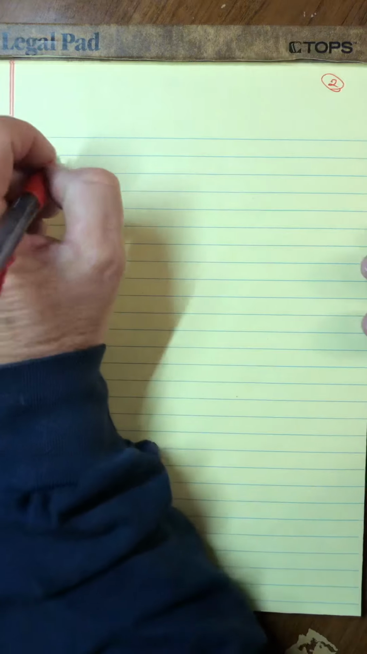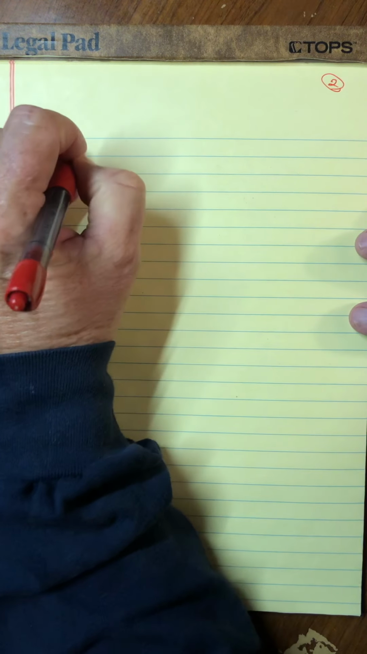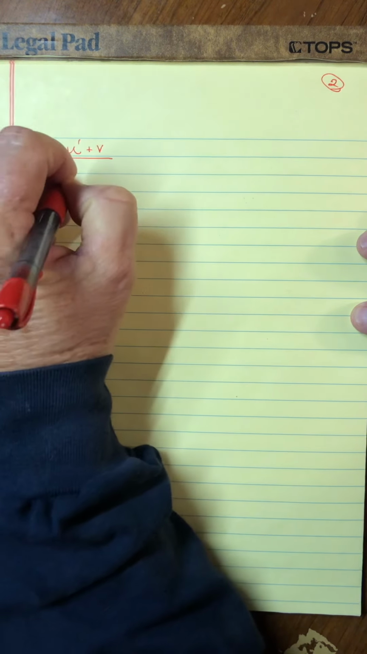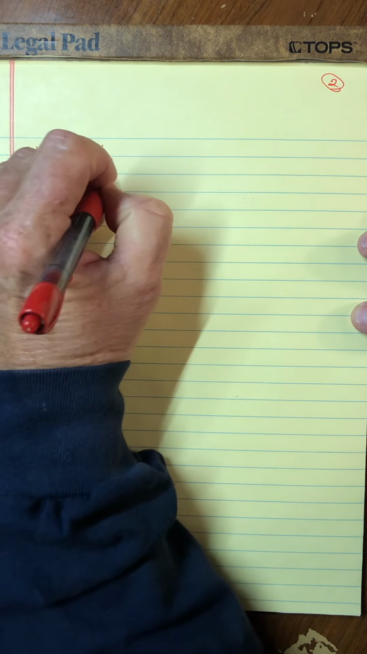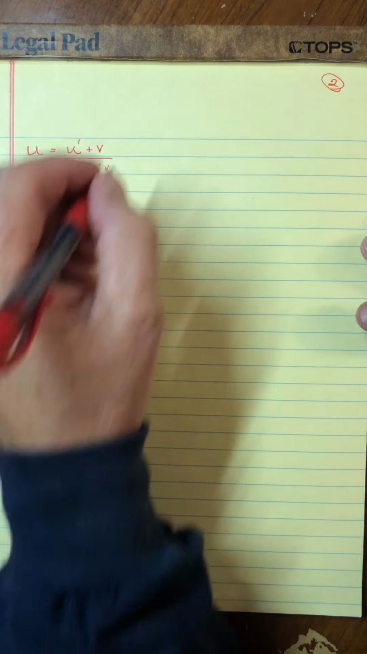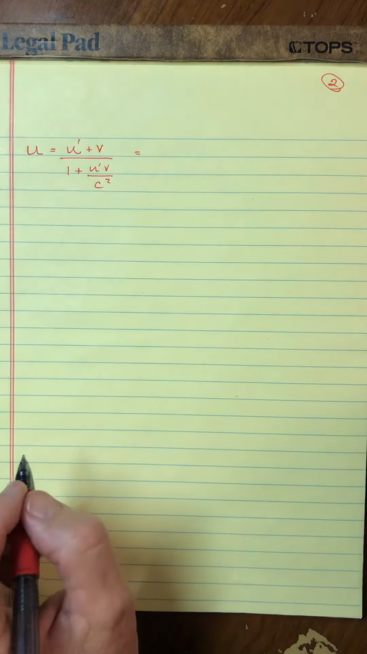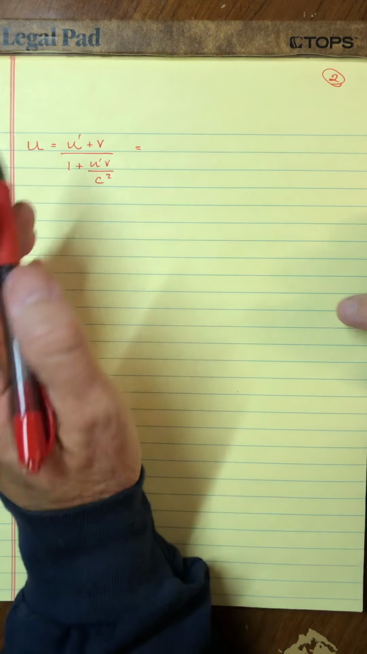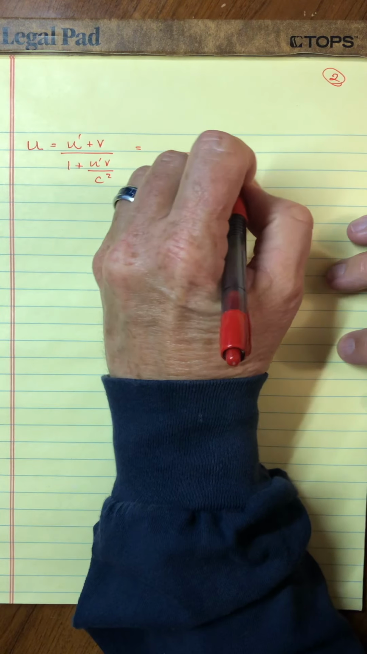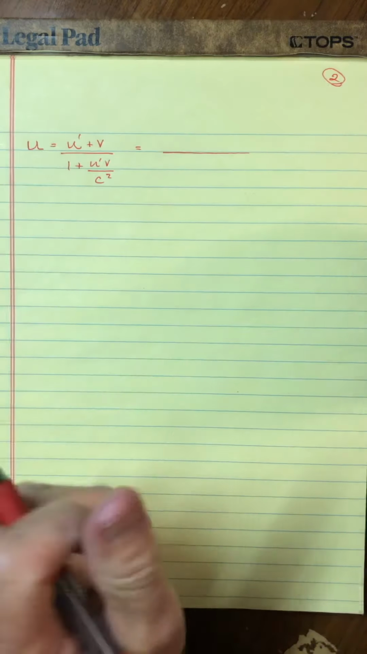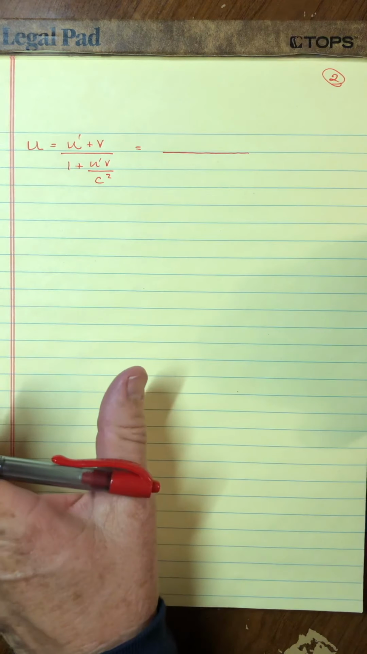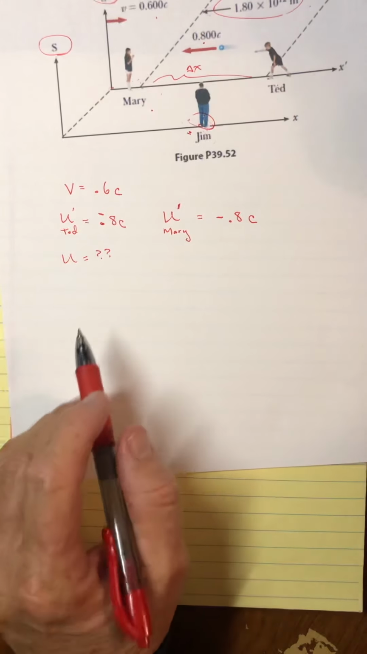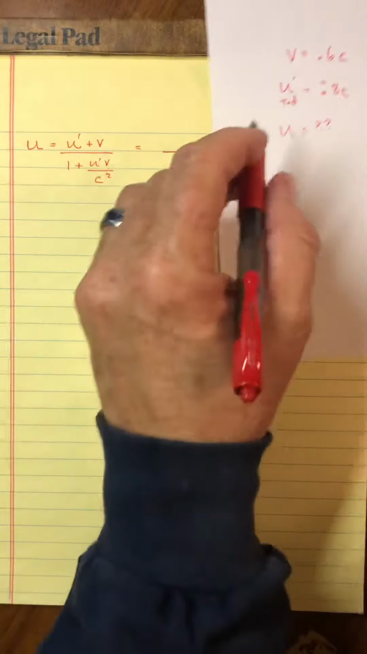And so the formula I like to use is U equals U prime plus V over 1 plus U prime V over C squared. And the numerator part is the classical part, the Newtonian part, the part you would have if you didn't have time dilation or length contraction. So that's the easier one to see, and I'll just pull this back up.